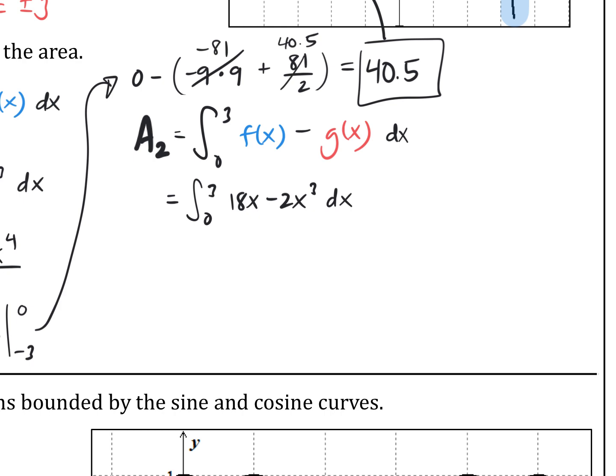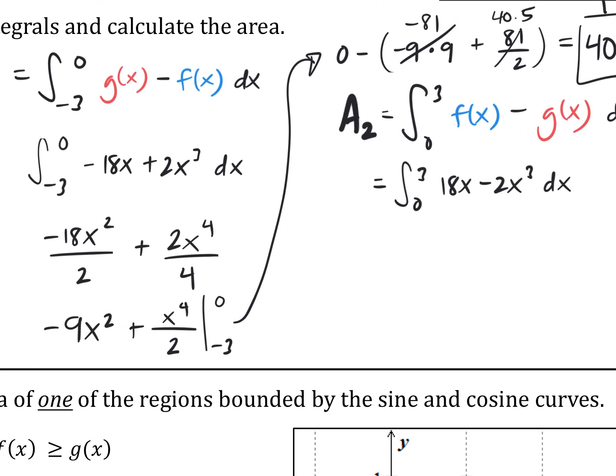Which we literally already integrated over here, right? Except for the only difference. What's the only difference going to be for my integration that I get? Yeah, the signs are going to flip, right? These are the exact same thing except they've got different signs. So we're going to flip the signs here. So this is going to become, let's see, positive 9x squared minus x to the 4th over 2, evaluated at 3 and at 0.